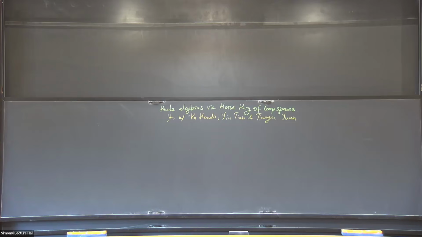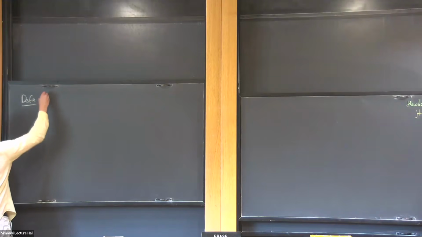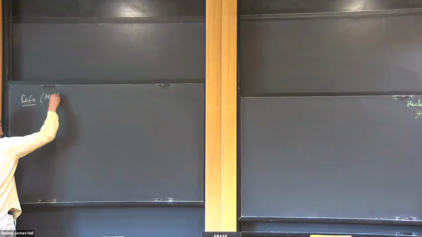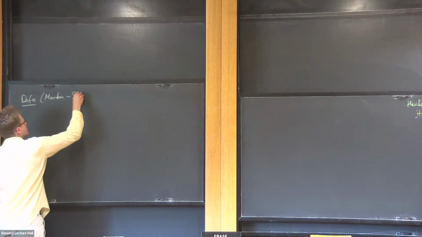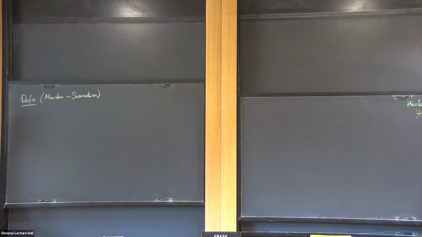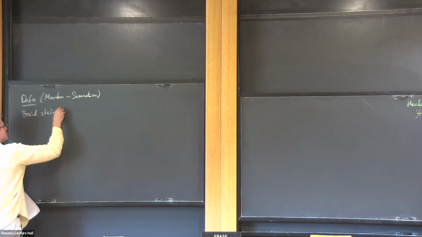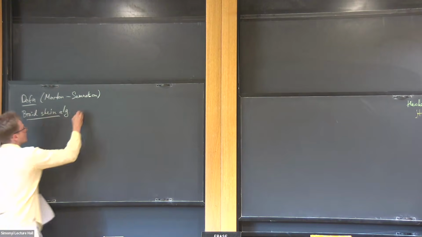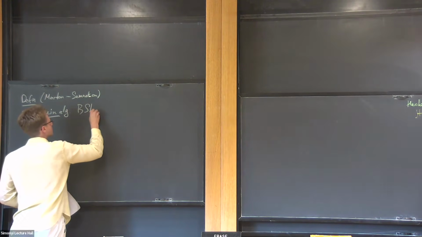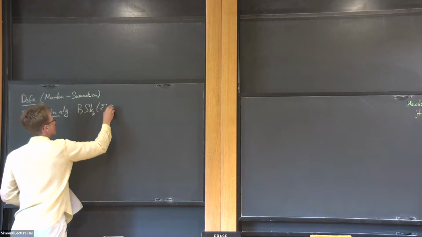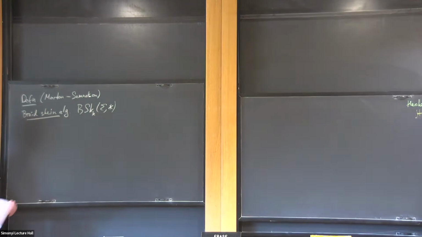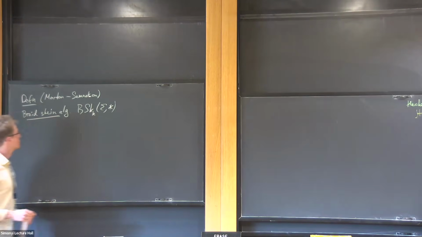So let me start with the definition due to Morton and Samuelson. To a surface, we can associate the so-called braid skein algebra, the skein of sigma. And we're thinking here about a punctured orientable Riemann surface.